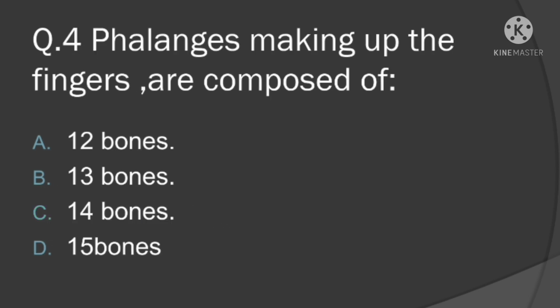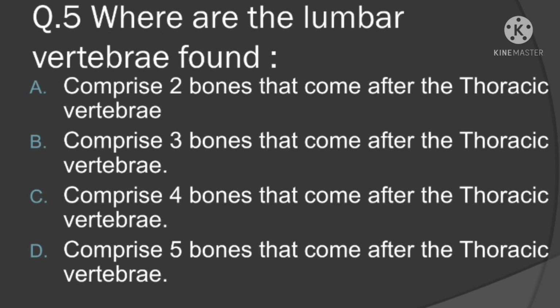Question number 4. Phalanges making up the fingers are composed of A. 12 bones. B. 13 bones. C. 14 bones. D. 15 bones. And the correct answer is C. 14 bones.